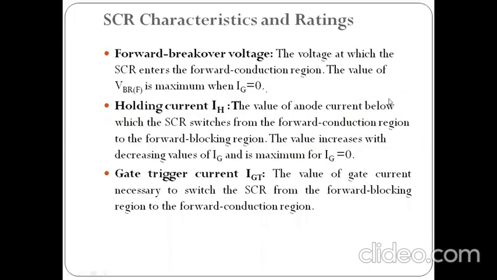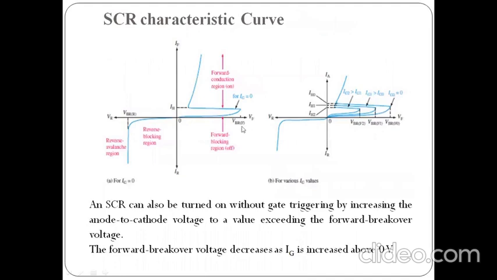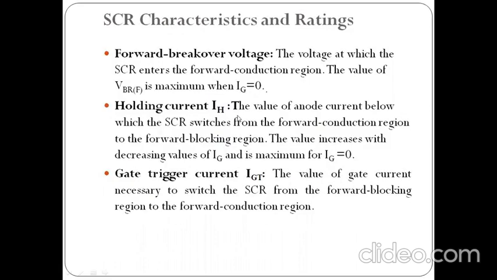Next we'll see the SCR characteristics and ratings. What are the terms used in the SCR characteristic curve? Forward breakover voltage is the voltage at which the SCR enters the forward conduction region. The value of VBRF is maximum when Ig is equal to 0. In this curve, this region is called VBRF, the forward breakover voltage, where the SCR enters from the forward blocking region to the forward conduction region.